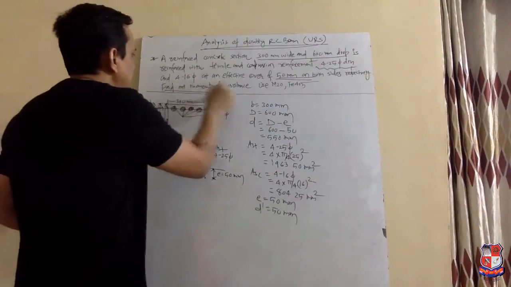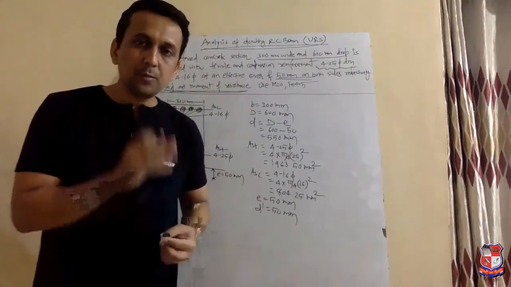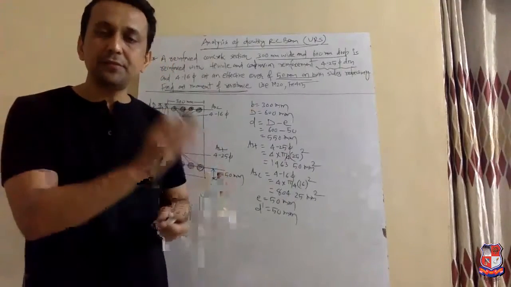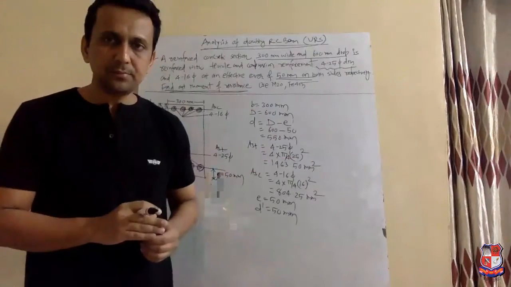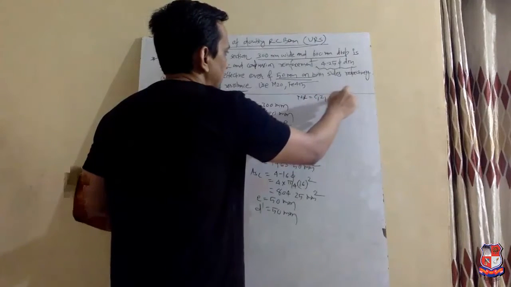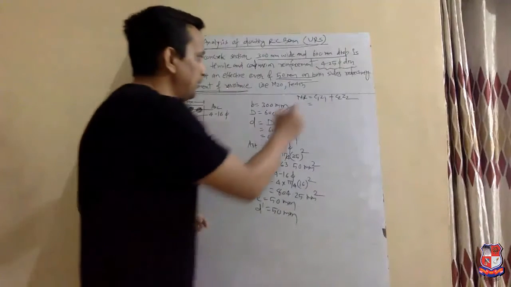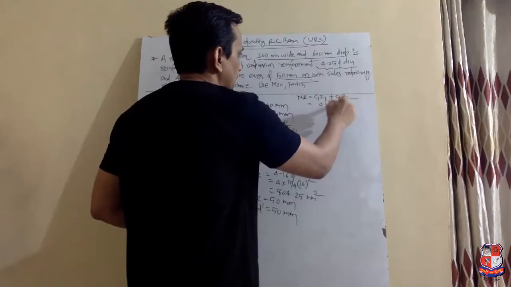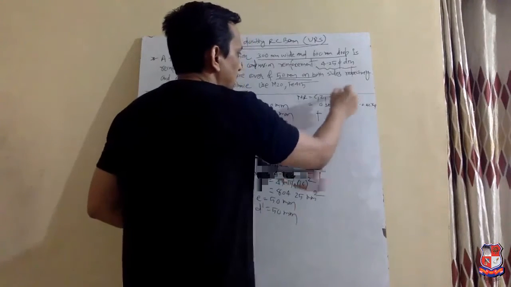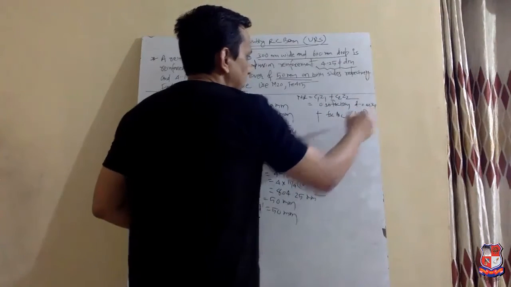So what do we need to find? We need to find the moment of resistance of the beam. The moment of resistance MR of an RC beam equation is C1Z1 plus C2Z2. MR is equal to C1Z1 plus C2Z2. We know C1 is 0.36 fck b into xu, and Z1 is d minus 0.42 xu, plus C2 is fsc into Asc and Z2 is d minus d'.